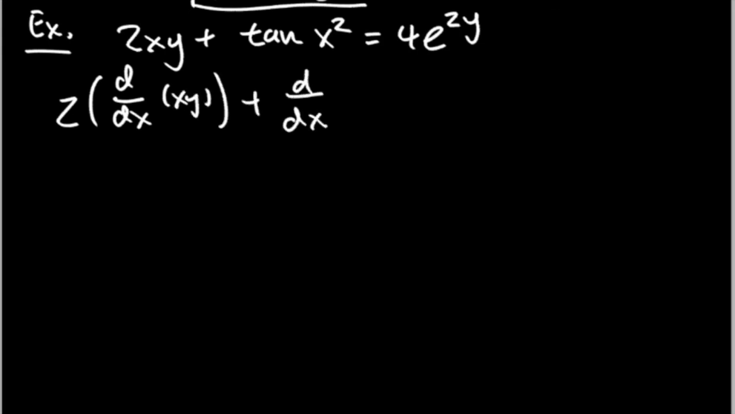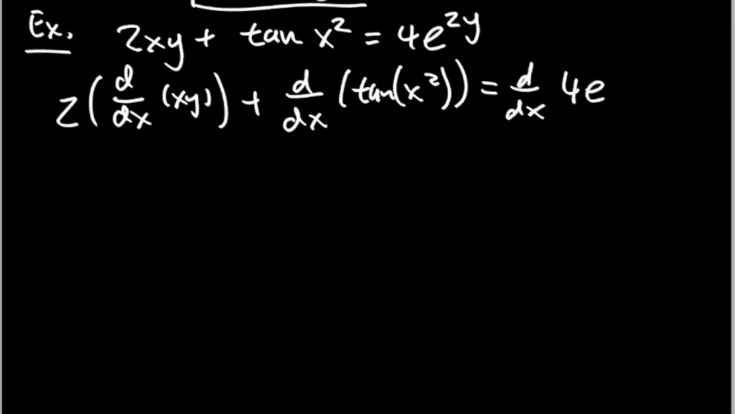All right, plus d/dx of tangent of x squared equals, make sure you have those parentheses and you know that that's not tangent times x squared. All right, and then actually let's put the 4 in front of d/dx of e to the 2y.